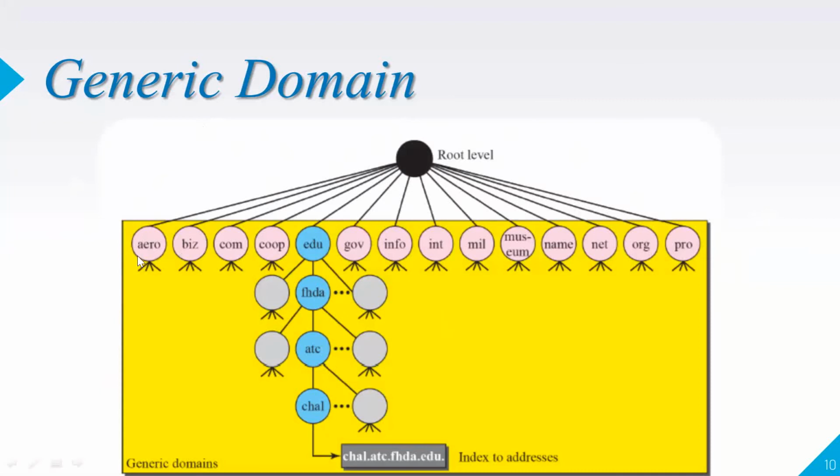Here aero describes airlines. Then biz describes business-related things. Then com describes a commercial organization. Then coop, a cooperative organization. Edu describes education. Then gov is about the government. So the first level is all about the generic behavior. All these hosts are registered according to the generic behavior, and they come under the generic domain.